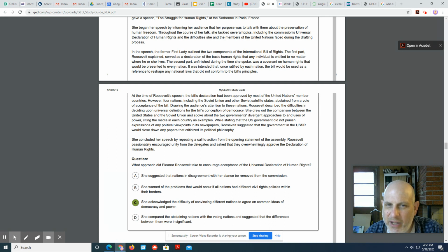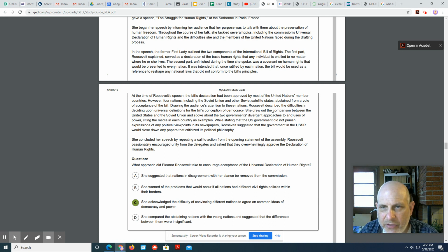But it doesn't matter. You don't have to understand this 100%. You just have to know what she's doing, that she's explaining to the audience of the United Nations that it was difficult to get this document to agree, for everybody to agree on this thing.